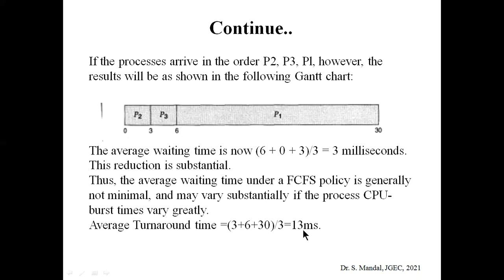So we can conclude that the average waiting time under the FCFS policy is generally not minimal, and it may vary quite significantly or substantially if the process CPU bursts vary greatly. You can see that the CPU burst time for P1 is 24 milliseconds, whereas the burst time for P2 is 3 milliseconds. So there is quite a large difference between the burst times. If that scenario occurs, obviously we get different average waiting time and average turnaround time, depending on the order of the corresponding processes. So that is the FCFS algorithm, and its disadvantage also.